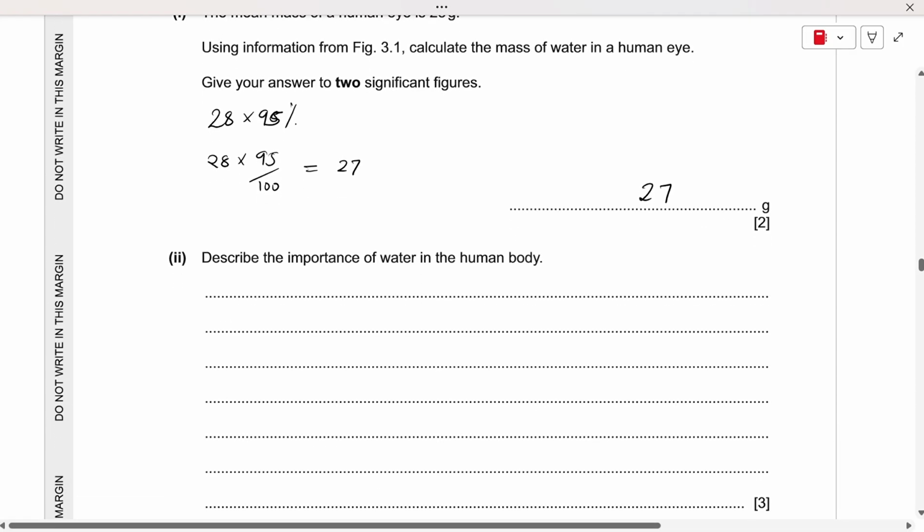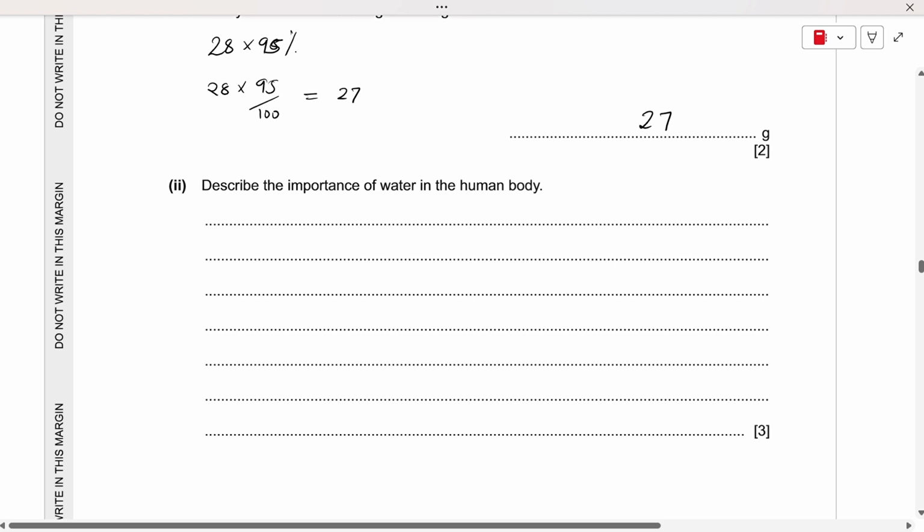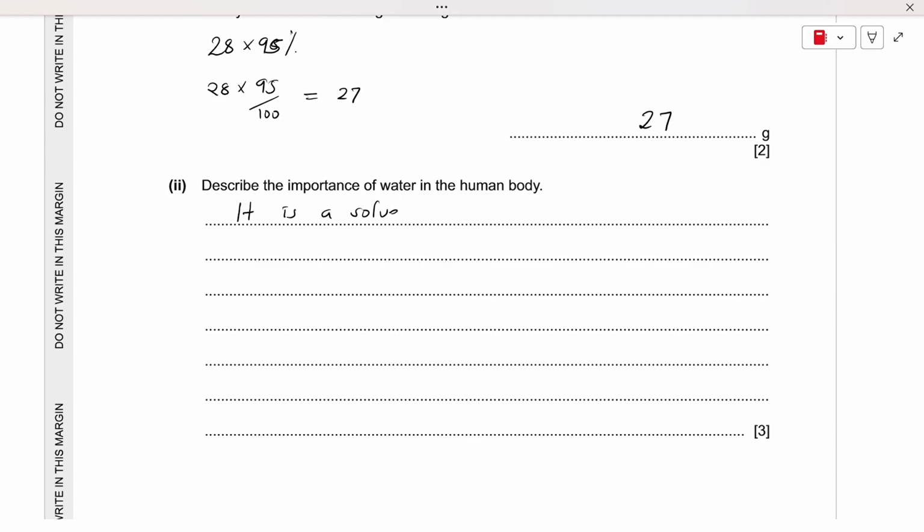Roman 2 says, describe the importance of water in the human body. Now what are the importances of water in the human body? First of all, water acts as a solvent. Solvents dissolve substances in the body, so it dissolves the various substances in the body. But also, it carries a lot of transportation roles. So we can say here, it transports substances within the body.